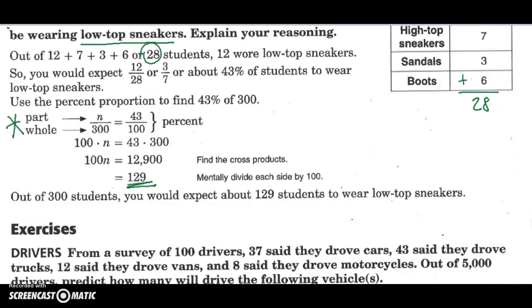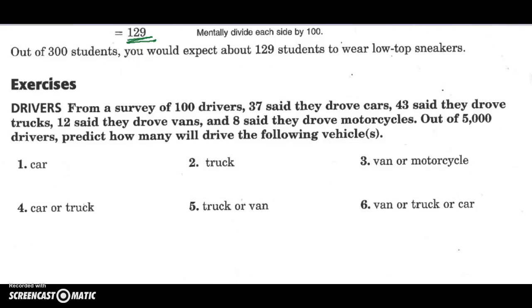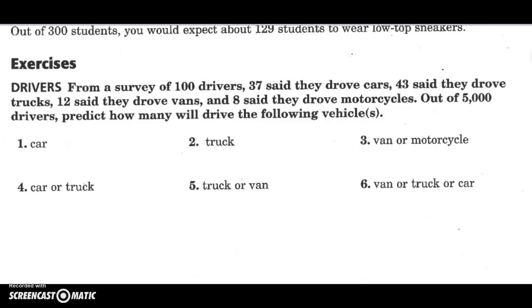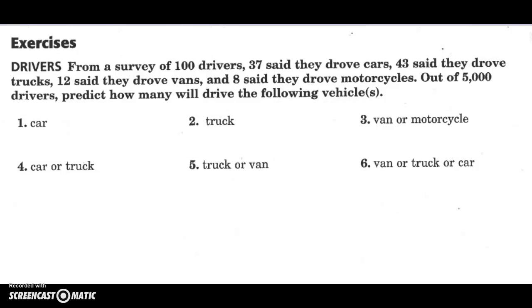All right? I would love for you to think about this next problem. Pause the video for a minute and read it through. Again, I'm going to do number 2 and number 5, and I'm going to leave the ones on the outside for you to do. So they surveyed 100 drivers, and they found out how many drove cars, how many drove trucks, and how many drove vans or motorcycles. Then we're trying to predict out of 5,000.